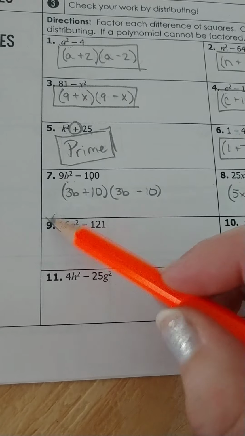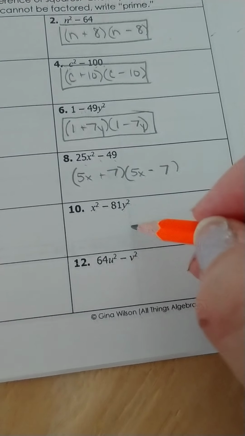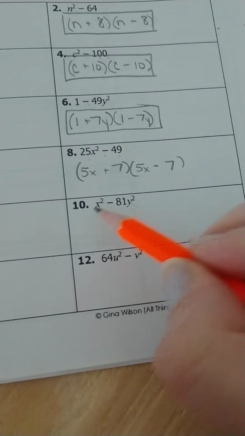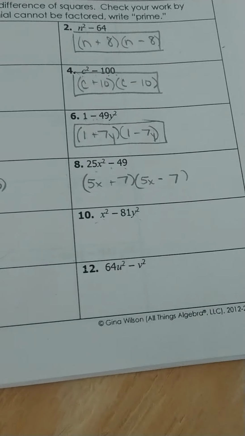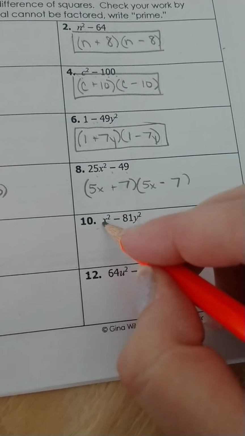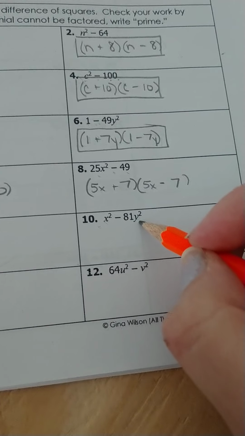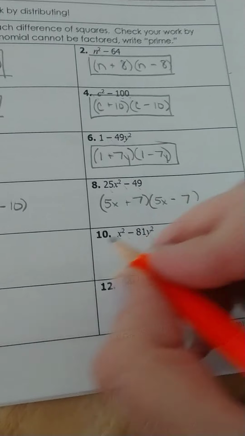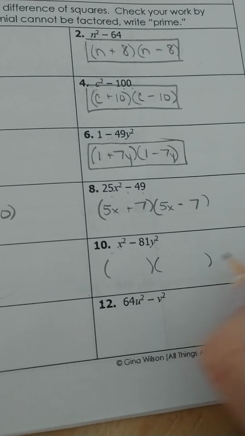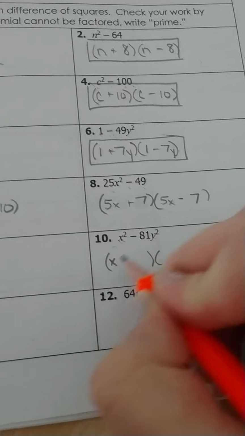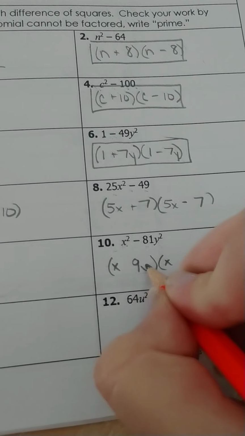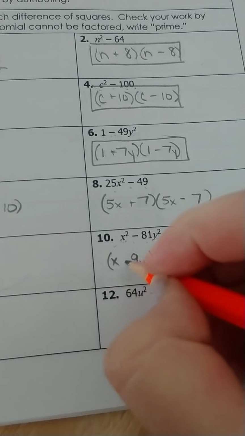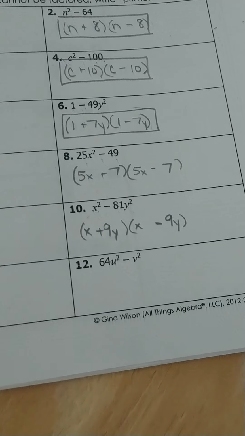So number 9, we're going to skip just because it's repetitive of what we've been doing. Number 10, we're going to go ahead and go over just because if you notice, you've got 2 different variables now. That does not change what we're doing. It just adds something else inside your parentheses. So perfect square? Yes. Perfect square? Yes. Subtraction sign? Yes. So break it up. X squared splits into x and x. 81y squared splits into 9y and 9y. You're going to have a plus, you're going to have a minus, and that's going to be it.